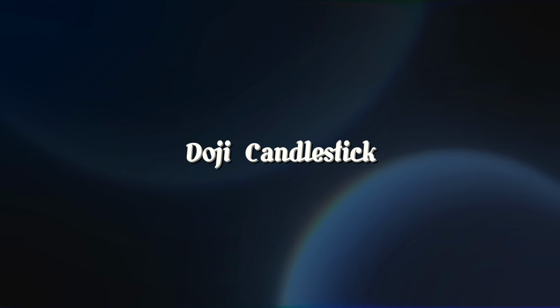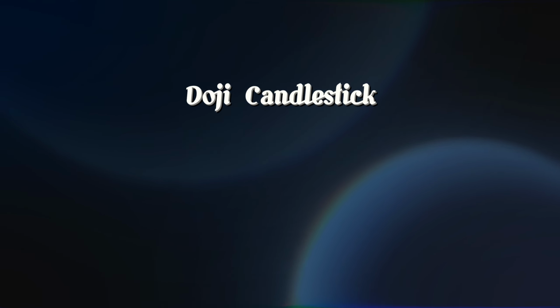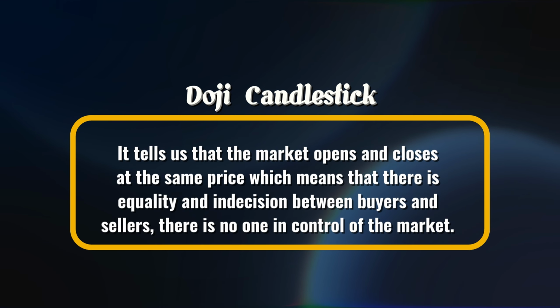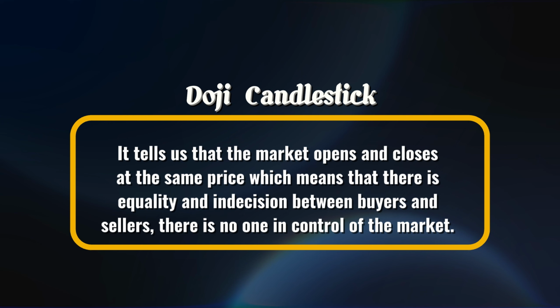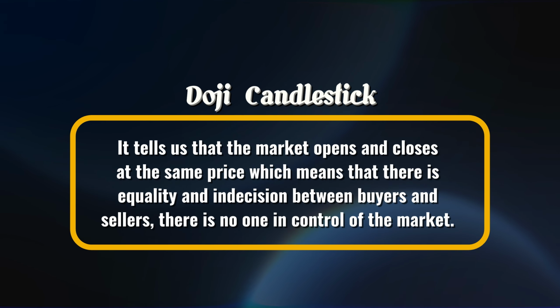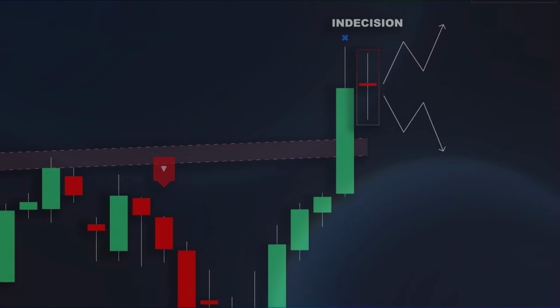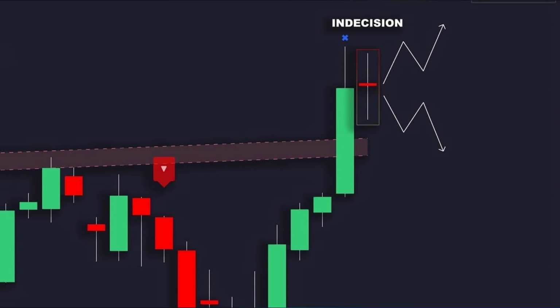Next we have a Doji candlestick. When this candlestick forms, it tells us that the market opens and closes at the same price, which means that there is equality and indecision between buyers and sellers. There is no one in control of the market. A doji looks like a plus sign. As you can see, the opening price is the same as the closing price. This signal means that the market didn't decide which direction to take.